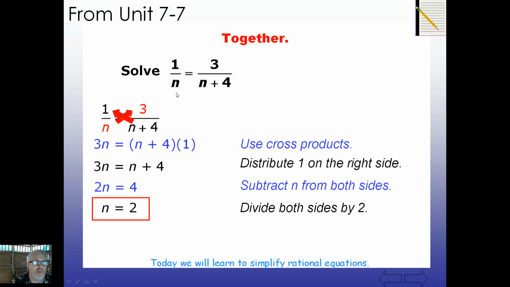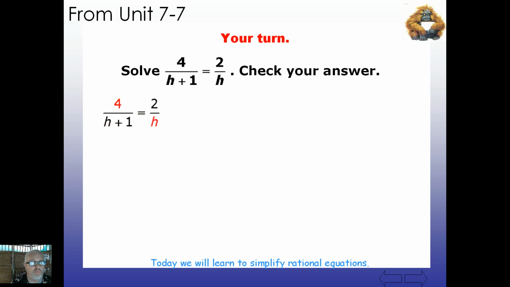So if we plug a 2 in here, we get 1 over 2, that works. And 2 plus 4 is 6. Isn't 3 over 6 equal to 1 over 2? So 2 is a perfectly good answer. We don't have to think about exclusions here at all.